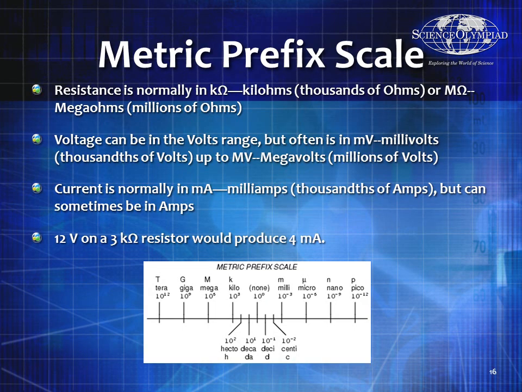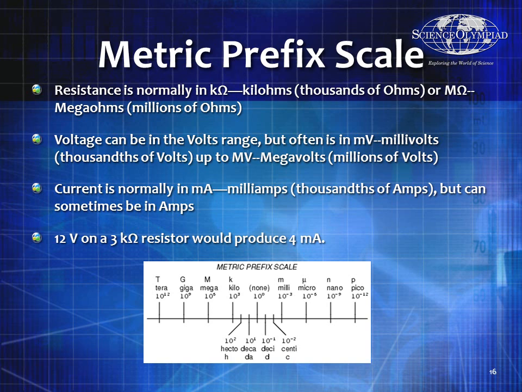The other thing to keep in mind is know your metric prefixes. Resistance, for a lot of our stuff, is going to be in kilo ohms, which is thousands of ohms, or mega ohms, millions of ohms. A lot of times when we're working with pencil and paper, we will ask in ohms because that makes it a little bit easier. Voltage is the same way. You could have millivolts, which is a really small voltage, or megavolts, which is millions of volts.